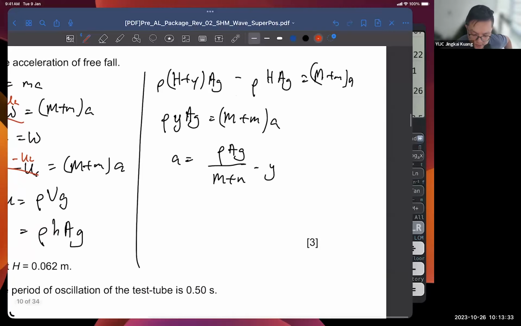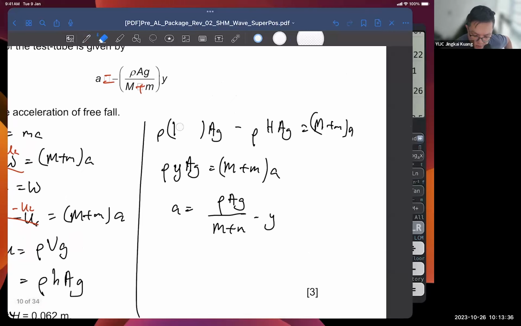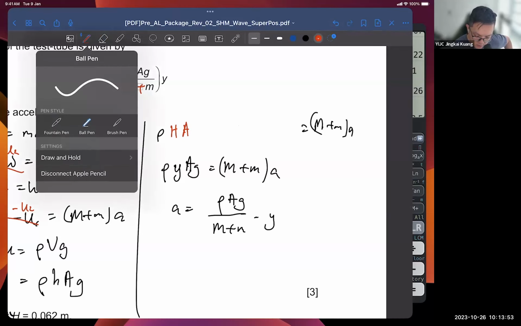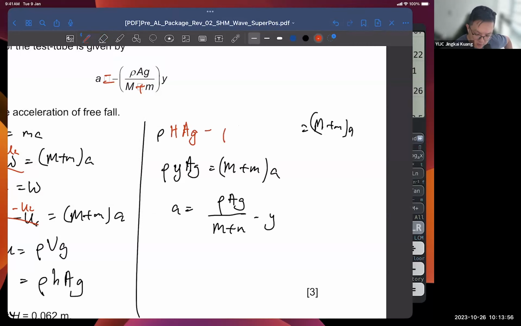I don't know. Okay, so let's rewrite this line here. So this one will change. This will change. So will change now, right? So this is rho HAG. This will be rho HAG minus rho H plus Y AG. The whole thing here will have a minus sign. Okay, so a minus sign here. Then this one need to write clearly that this is a times and not a minus. Yeah, that it's a minus sign here.